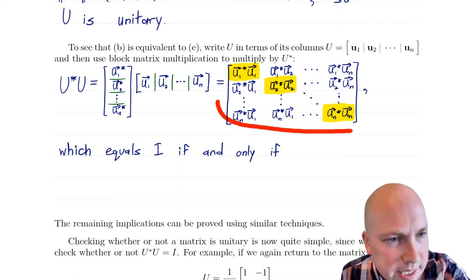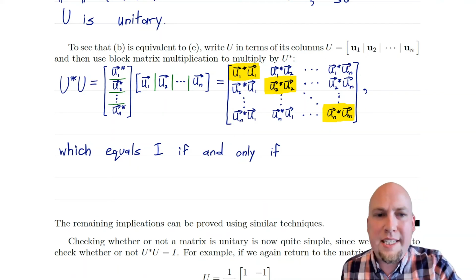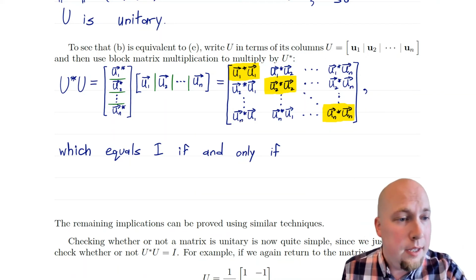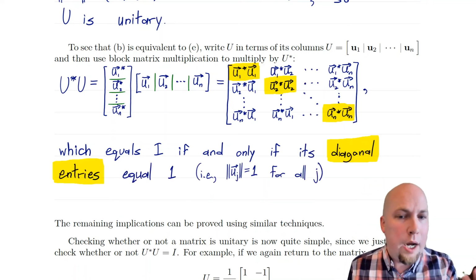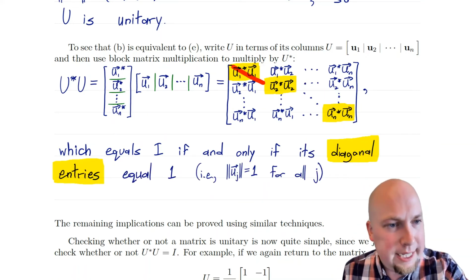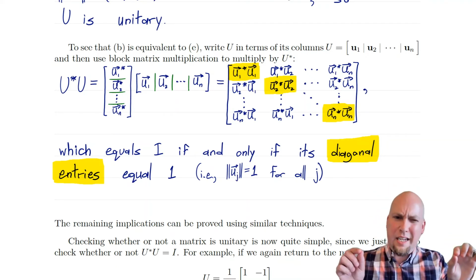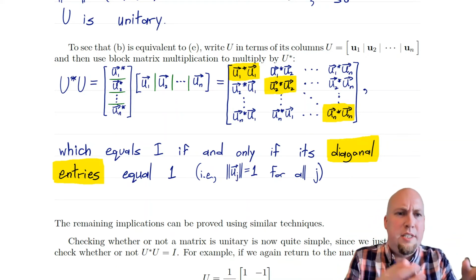Well, how could this equal the identity matrix? It equals the identity matrix if two things happen. The first thing is that all of these diagonal entries have to equal 1, right? Because the identity matrix has 1s on the diagonal. But how can those diagonal entries equal 1?